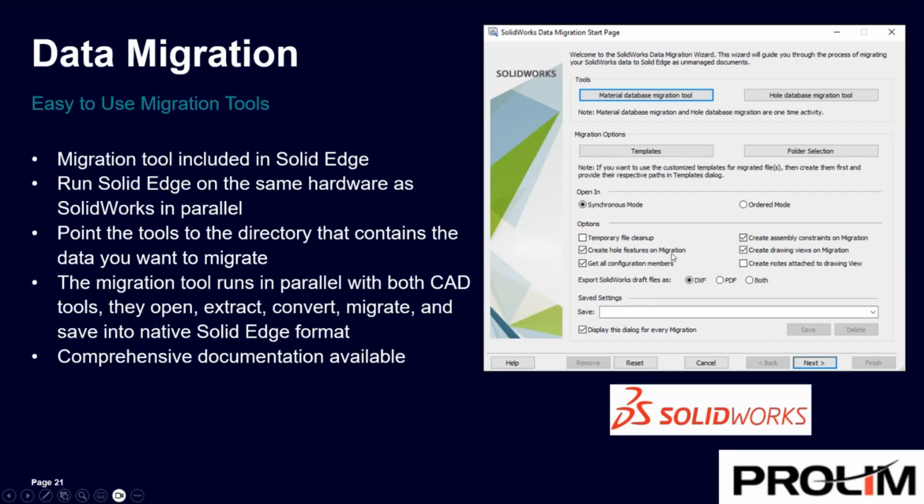Another couple of settings and options here. We can export SolidWorks draft files as either a DXF, PDF, or both. So again, it doesn't just directly convert your SolidWorks drawing into a Solid Edge drawing, but it does generate a DXF that you would just open up in the draft environment, and then save as a draft file. So it's just one additional click to make that DXF into your Solid Edge compatible drawing that would maintain the associativity between the parts and the assemblies that they're presented for.